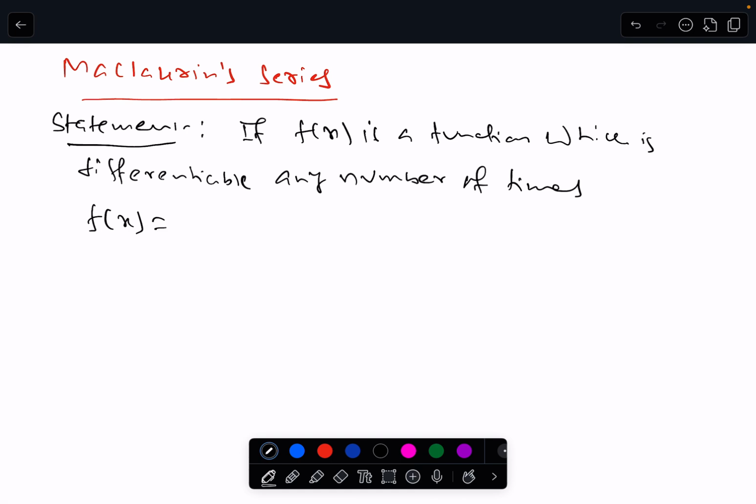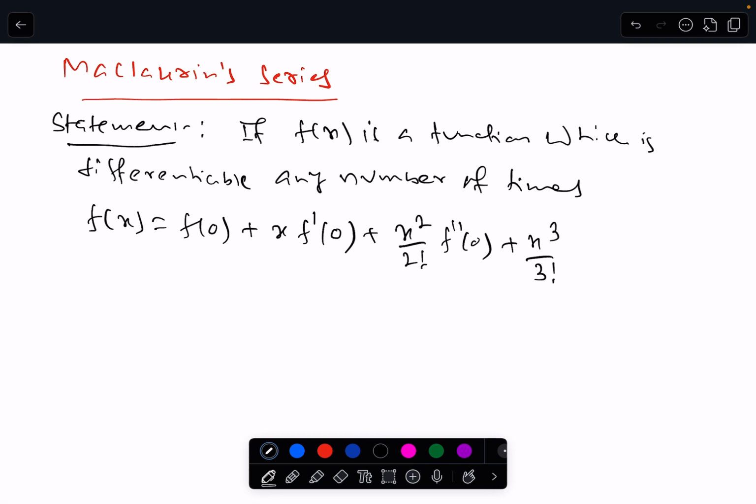So it is like this: f(x) is equal to f(0) plus x f'(0), first derivative, plus x square by factorial 2 f''(0), second derivative at 0, plus x cube by factorial 3 f'''(0), third derivative at 0, and so on. So this is called the Maclaurin series.